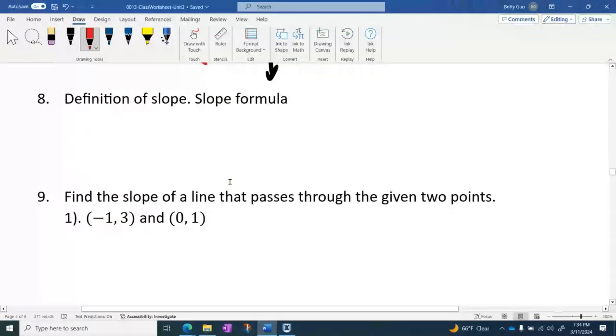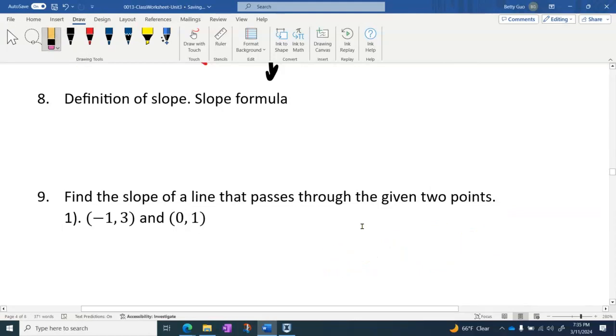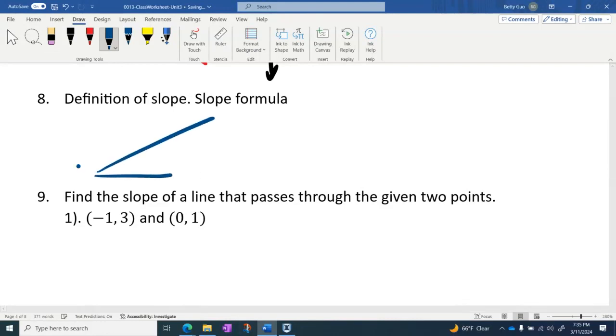Okay, so that is about the standard form. In this chapter, we are going to learn 3 different forms for linear equations in two variables. Earlier, we had the standard form. Now we are going to start to learn the second form, called slope-intercept form. To get ready for that, we need to learn what the slope is first. What is the slope? Definition of slope, slope formula. Slope is rise over run.